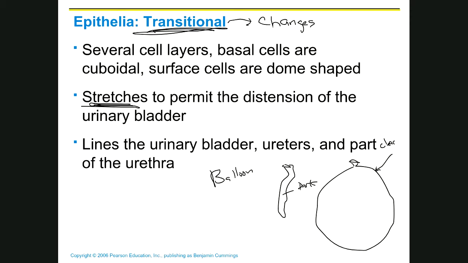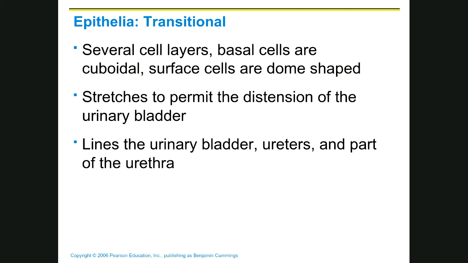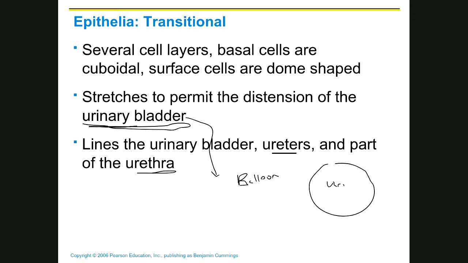And the more you stretch it, the thinner it gets. That's exactly what happens with transitional epithelium. It's only found in one place. It's only found in the urinary tract, mostly the urinary bladder, but also the ureters and part of the urethra. The urinary bladder is exactly like a balloon, but instead of putting air in it, what we put in it is urine. So it's more like a water balloon, but the more urine you put in there, the more the walls stretch.